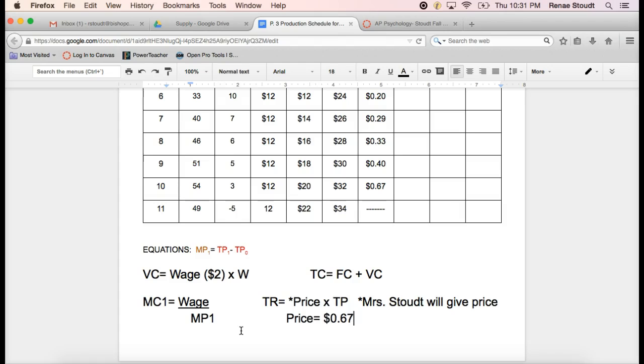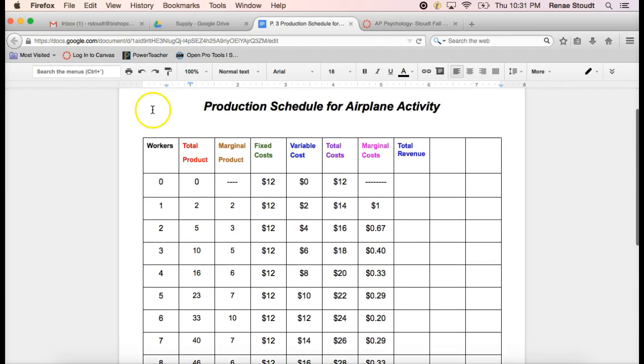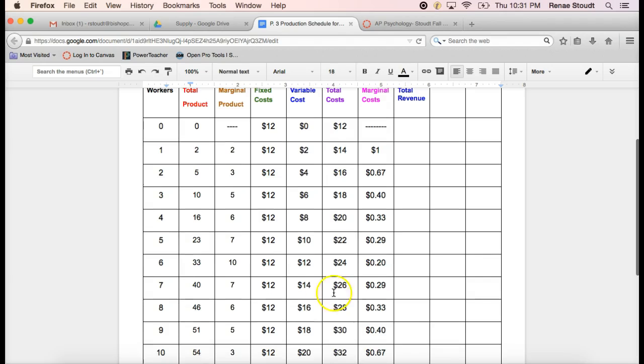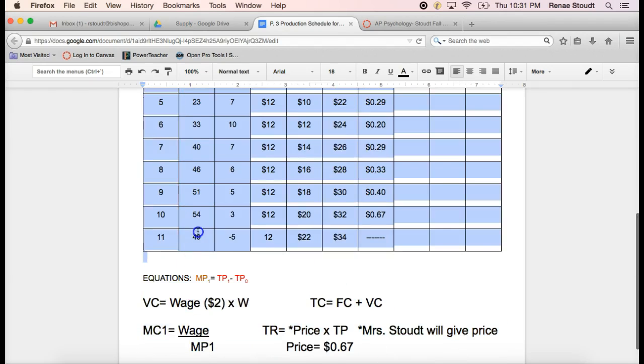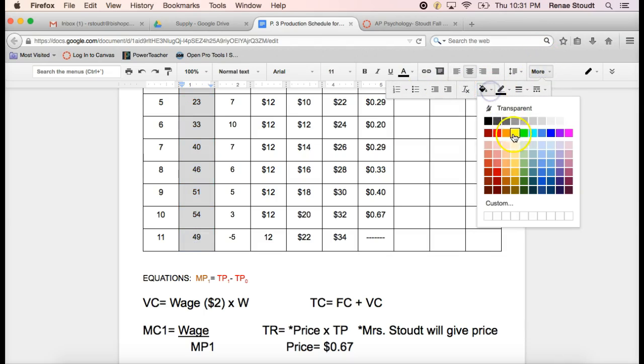At the very end of this, the sub will give you a worksheet to practice this entire thing. At the top, it will tell you what the price is. So just remember that you're using the price to find total revenue: price times total product. So we're going to take 67 cents multiplied by this column right here.